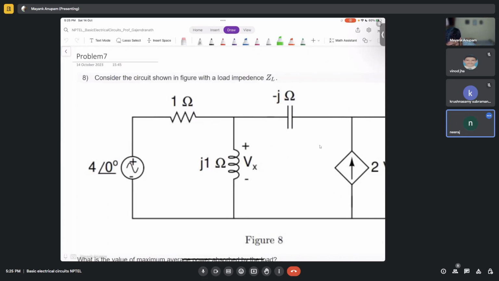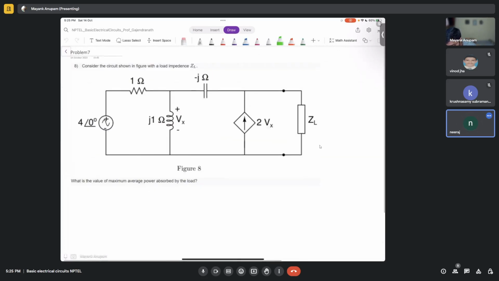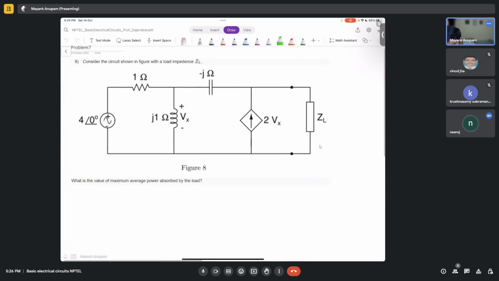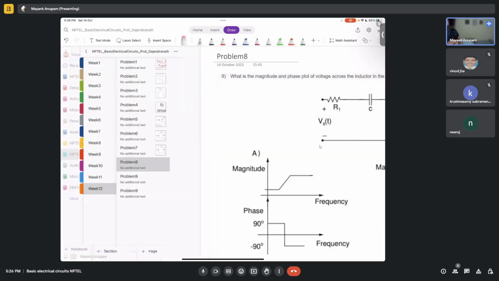Yeah, it's the same question. But in this question we have been asked what is the value of maximum average power absorbed by the load. It's the same thing, the same question as the last one. So I'll not solve this, sir. You can solve this on your own.